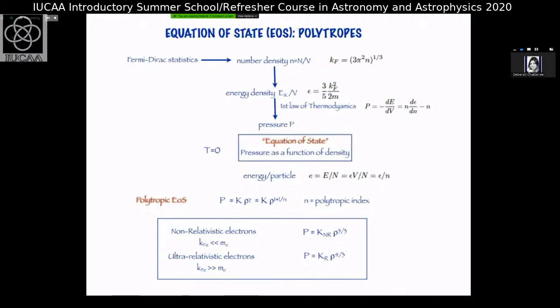And on the other hand, there is the other extreme where the electrons are ultra-relativistic, which means that their momentum is much larger than their mass. Then you obtain a relation where P is proportional to rho to the 4/3. And then the two constants, K non-relativistic and K relativistic, depend on the electron mass.